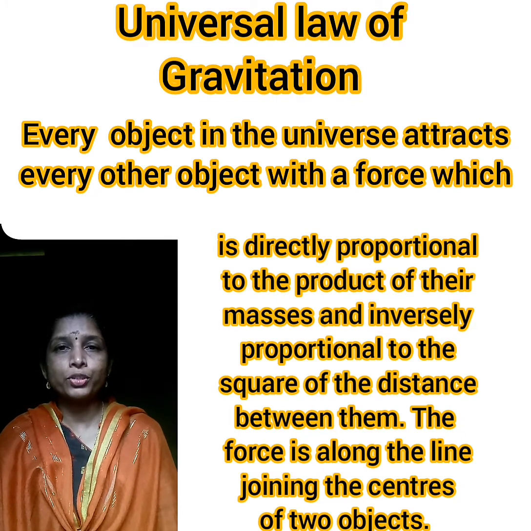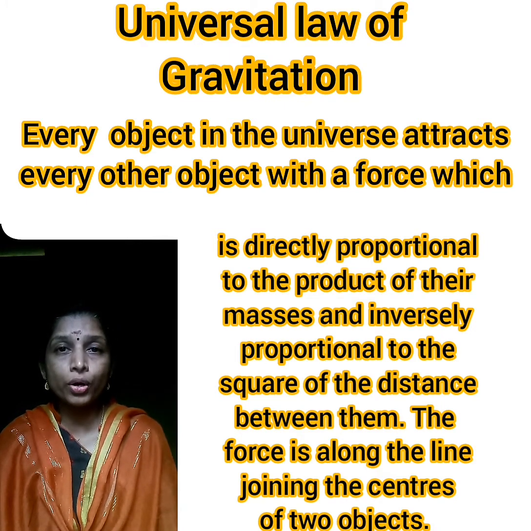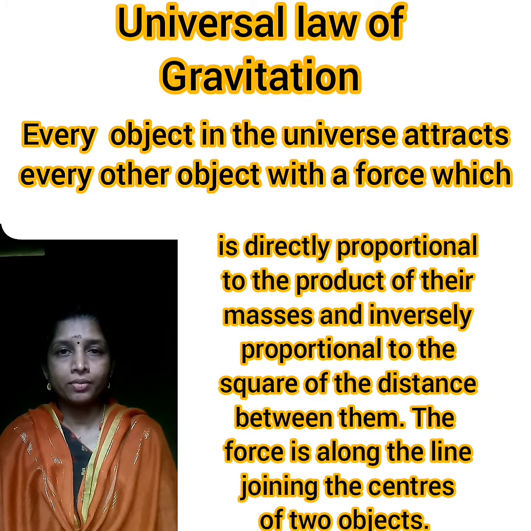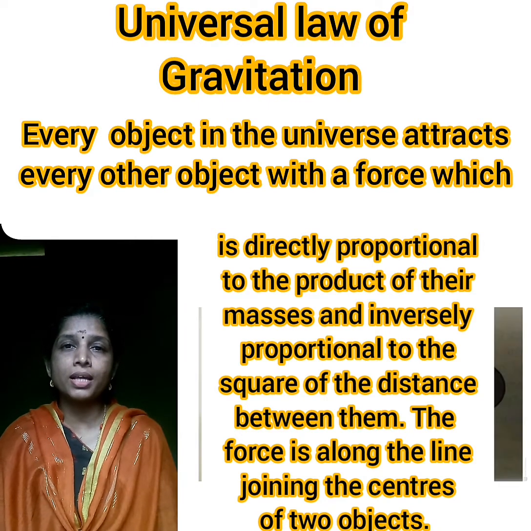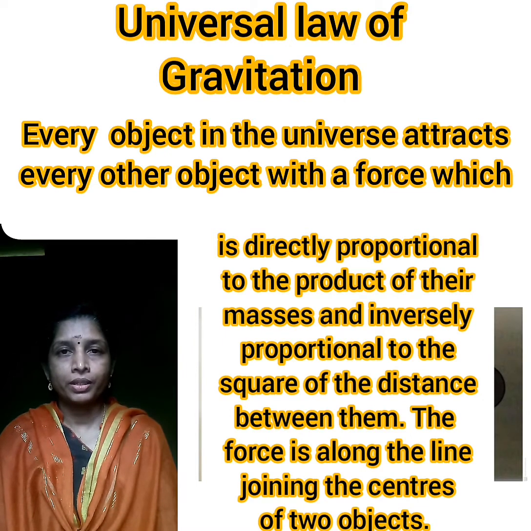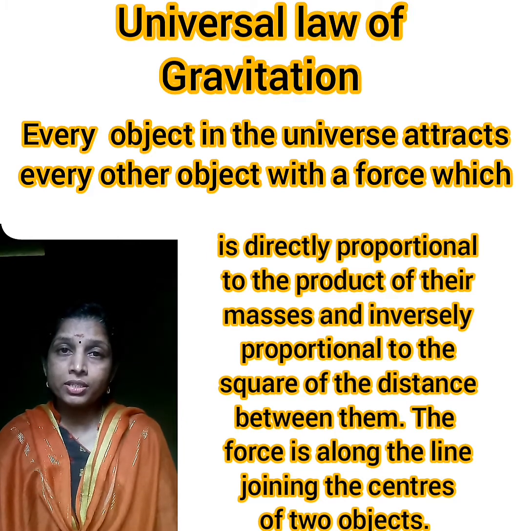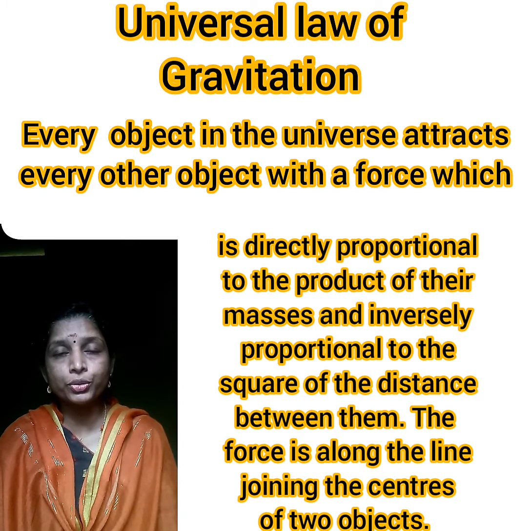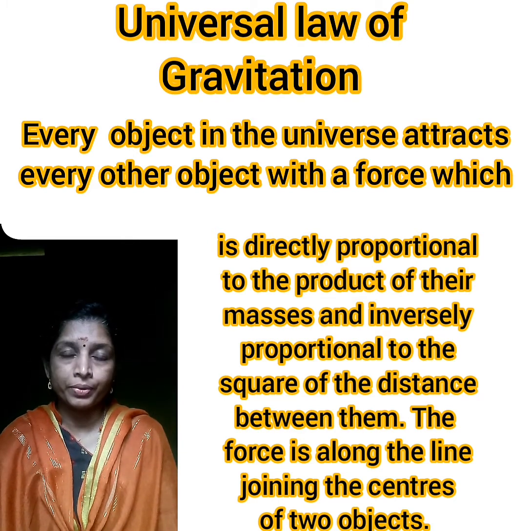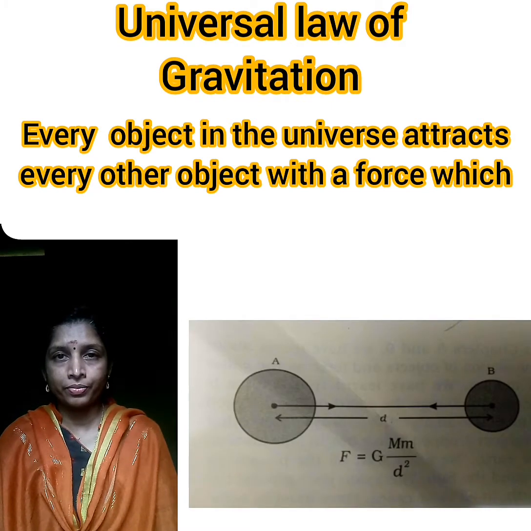It is directly proportional to the product of two masses and inversely proportional to the square of the distance between them. And this force acts along the line joining the centers of the two objects. I will repeat. Every object in the universe attracts each other, with a force directly proportional to the product of two masses and inversely proportional to the square of the distance between them, acting along the line joining the two objects.